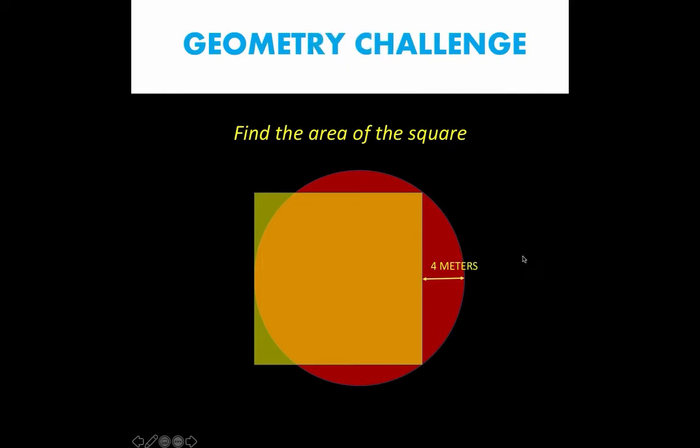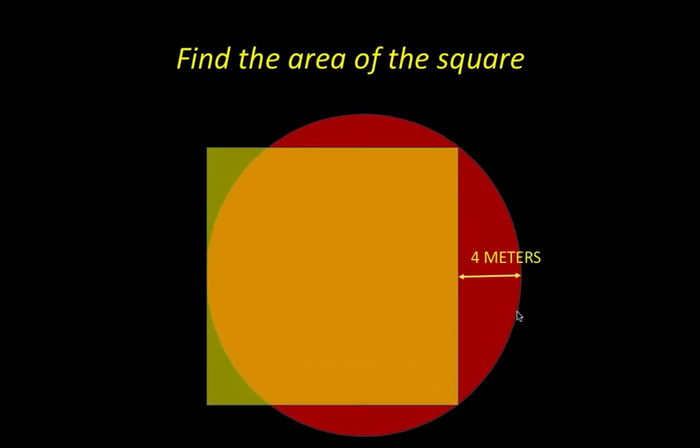Okay, let's solve this problem together. At first, it appears that there seems to be insufficient given information because the only given here is this distance of 4 meters. We do not know the side of the square, we do not know the radius of the circle, and there's a lot of things that we do not know. So let's analyze this problem together.